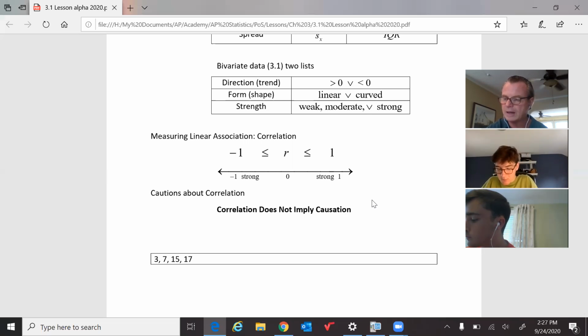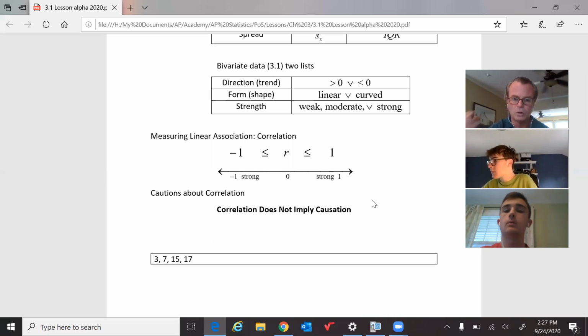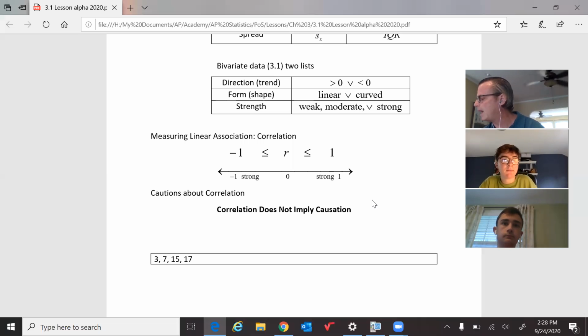And the only way to do that is to do an experiment. We have to do that. That's part of things we'll get to later. Okay, but it's important that you realize that just because two things are correlated does not mean that one caused the other. Okay, so we're going to take you to page 161 in the textbook.